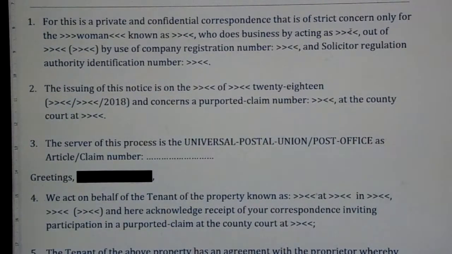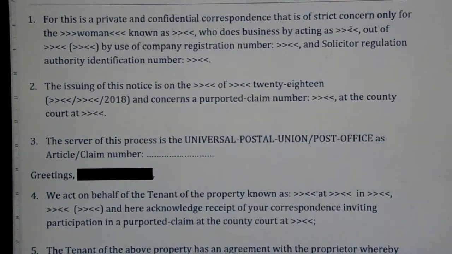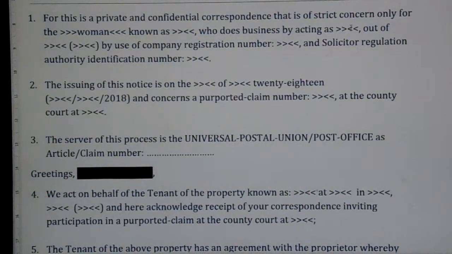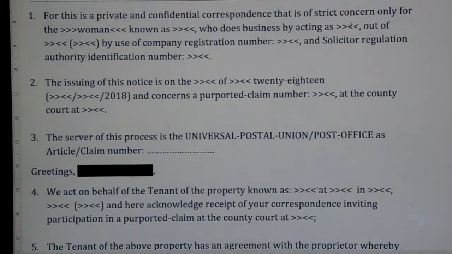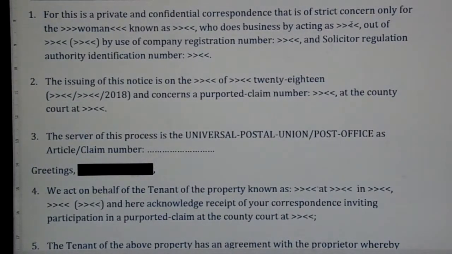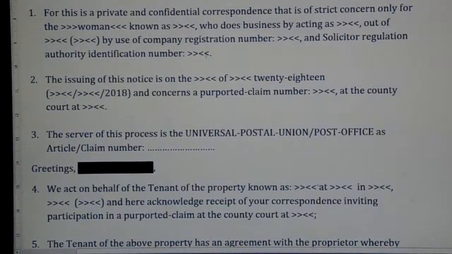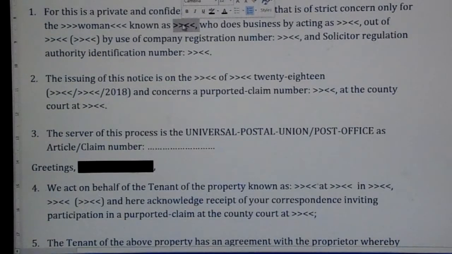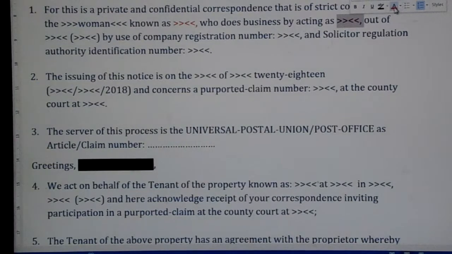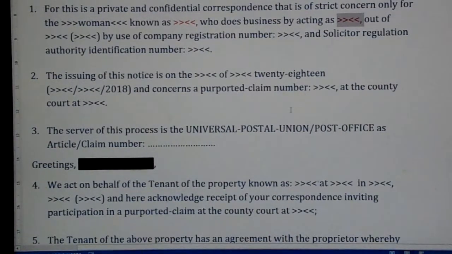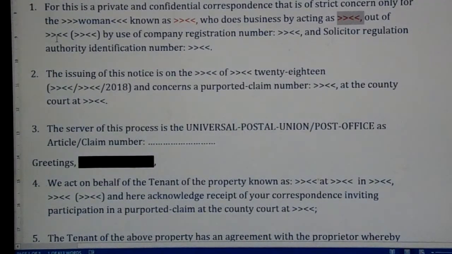First point I always put in, I make it private and confidential, because everything is private. There is no public anymore, right? So all your so-called public corporations were sold into the private sector. Now everything is owned privately, so everything is private. So you're going to do it as that. So the private correspondence for a man or a woman, known as, you put their name there, who does business by acting as, you put their capacity there, their role. So it could be a CFO, CEO, agent, solicitor, whatever the capacity.